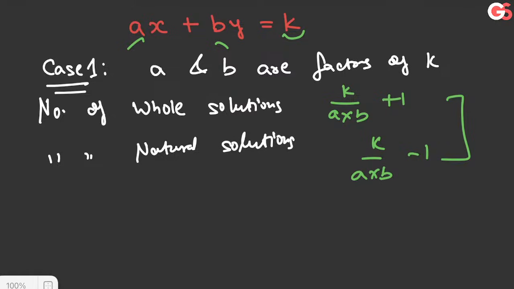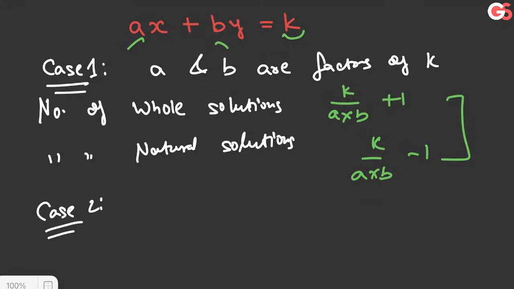And plus 1, because at one point of time, X or Y both become 0. And minus 1, because that one case has to be, those two cases have to be subtracted. Is that clear? Now, we can also have another case, which I just discussed.